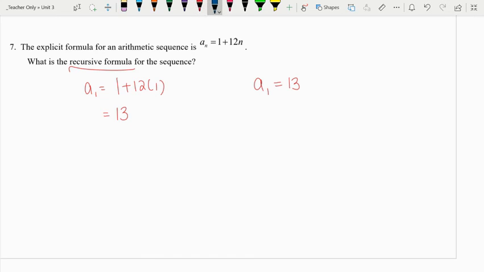Now, in the explicit formula, there is something that is our difference, right? There is one of these two numbers that is specifically our difference, which is 12. So I'm going to use that to help me write the next part. Because remember, it's just a sub n equals a sub n minus 1 plus your difference. So it would be plus 12.